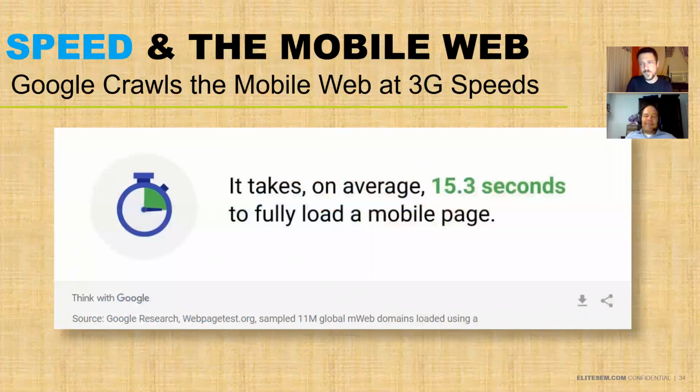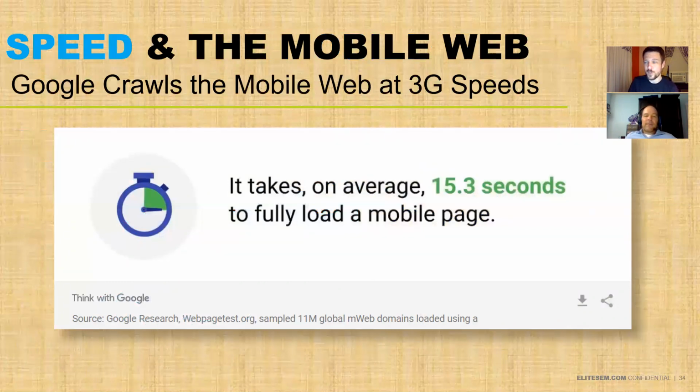So Google crawls the mobile web at 3G speeds. And they're going to do that for at least another 3 years, till at least 2020. They consider that the majority connection speed for the world. So that's what they're going to give you. Not 4G, not 4G LTE.